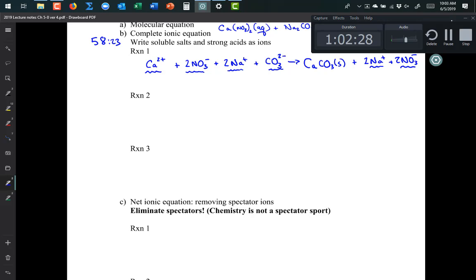So we're gonna get rid of what we call the spectators. Like if you go to a football game, who are the spectators? Where are they at? The people watching, right? And pretty much they're not doing anything other than yelling at the referee usually. So who are the spectators in reaction one? Who didn't do anything? There's actually two of them. The nitrate and sodium.